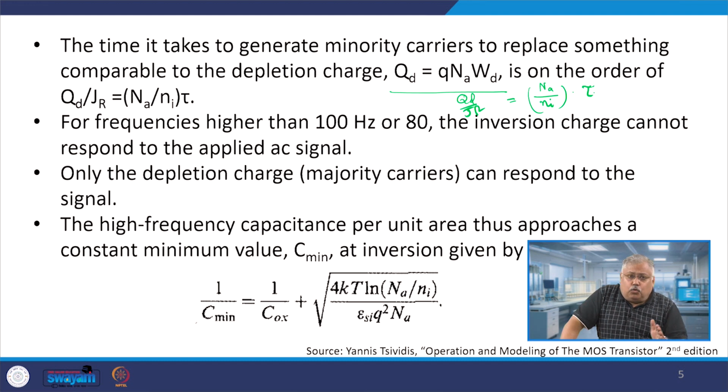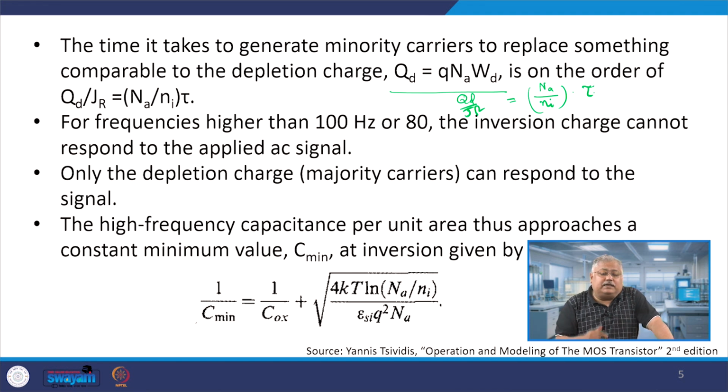Now, only the majority carriers can respond to the signal. Why? Because your minority carriers are so small in number with a relatively high value of tau that they are not able to respond to any of the frequencies which you give, right. So, the tau value is typically low in that case. When it is very low, then your Jr is very large, and therefore, the depletion charge of the majority carriers can respond to the signal.